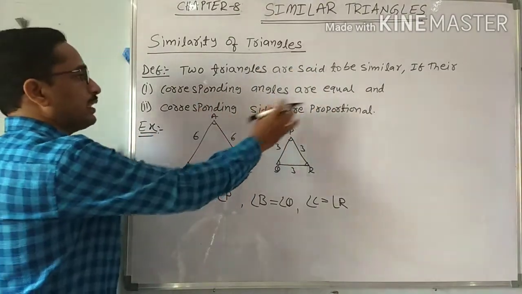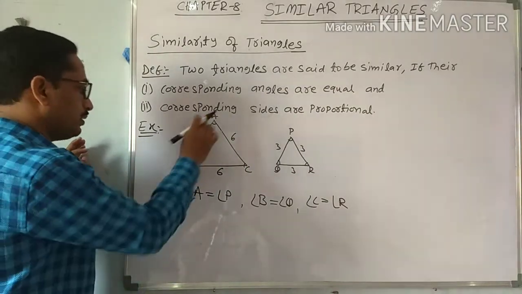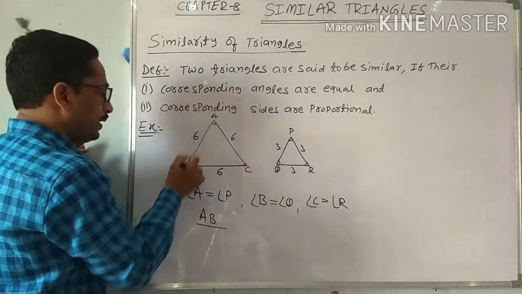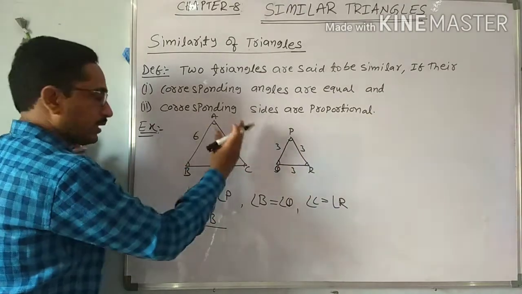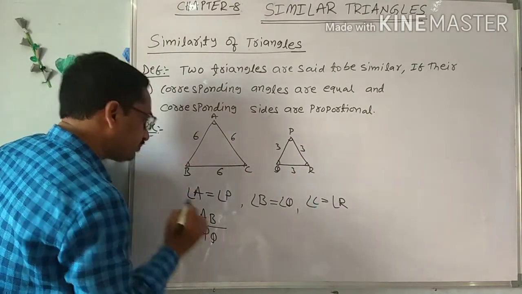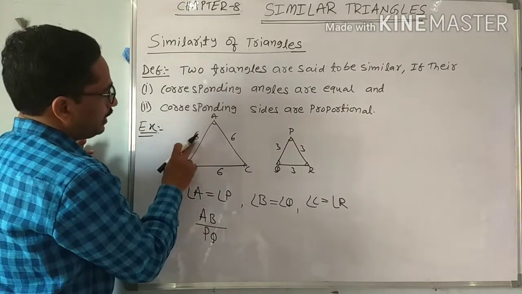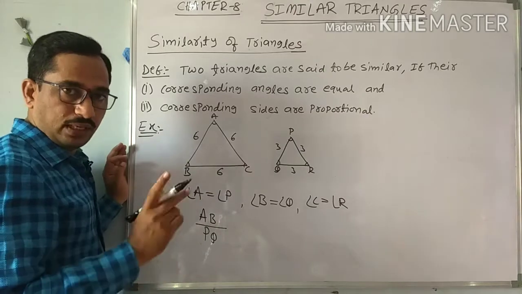Next, the corresponding sides are proportional. Check one by one whether the sides are proportional or not. See, the same condition: for AB, the corresponding side is PQ. Check the AB by PQ value. AB length 6, PQ length 3, 6 by 3 is 2.